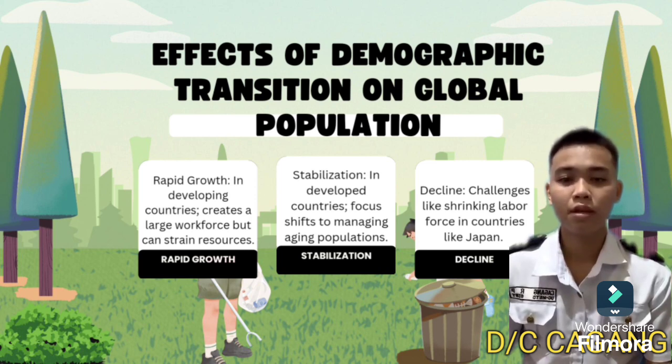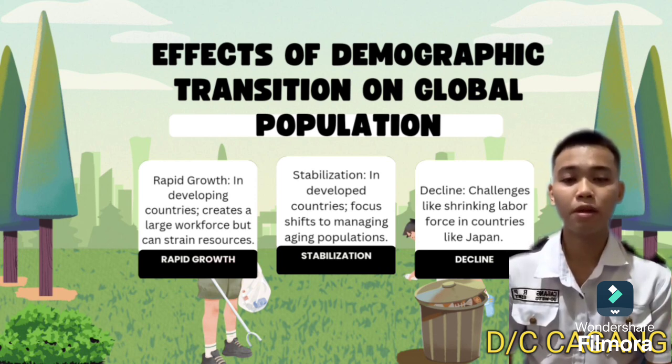Stabilization. Countries in Europe and North America have reached later stages where population growth has stabilized. This creates challenges like providing for an aging population and maintaining economic productivity. Decline. Japan is an example of a country facing population decline, which impacts its workforce and economic growth. The focus shifts to automation and immigration to fill gaps in the labor market.